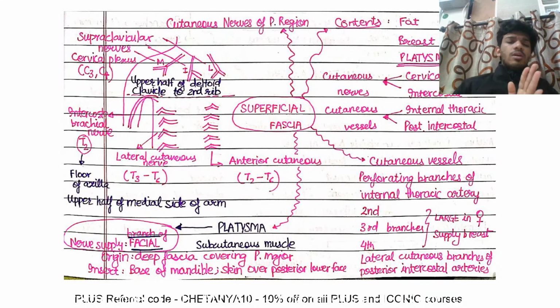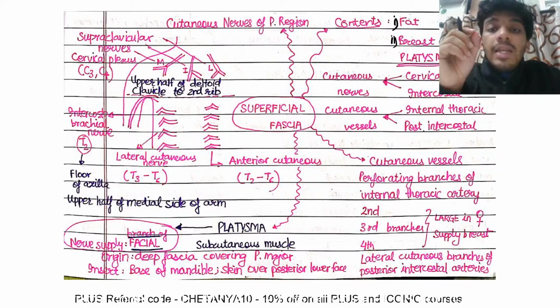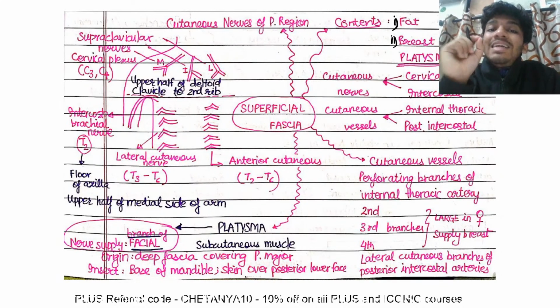The most important content here is going to be fat. Why? Because it's the most abundant content here in the pectoral region. There's lots of fat in this region. The second thing is glandular tissue, that is your breast. Fibro-fatty glandular. Please remember this for histology as well. Whenever we talk about the histology of breast, I'm going to keep repeating fibro-fatty glandular. That's the description of breast.